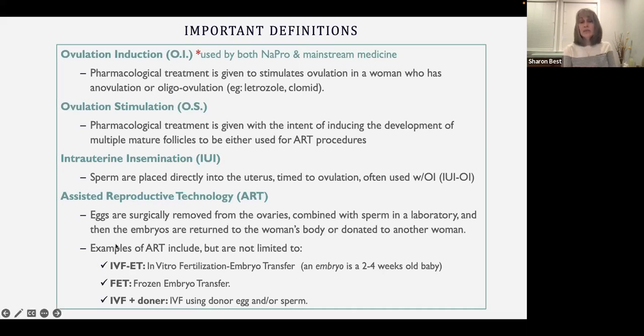So a few examples of the more common artificial reproductive technologies that are used, but this is not a full list, is IVF-ET, which stands for In-Vitro Fertilization. So they have made the baby in the test tube or in the plate, and embryo transfer. So they are transferring the baby into the woman. Usually the embryo is transferred when it's about 2 to 4 weeks old. And we have frozen embryo transfer, obviously the woman's frozen eggs or the frozen embryos, and IVF plus donor.